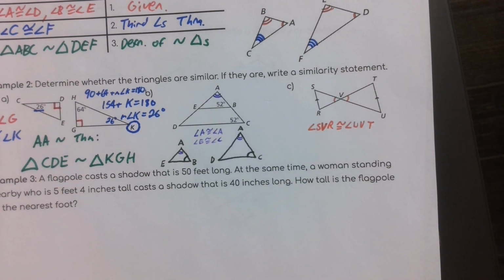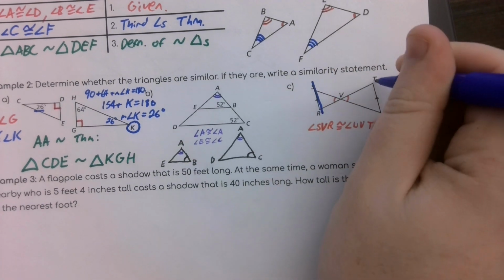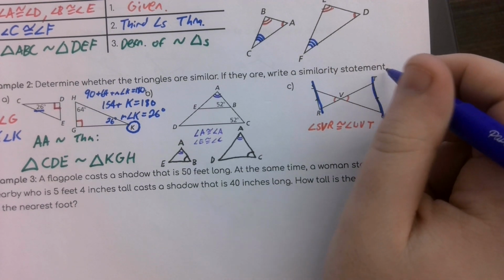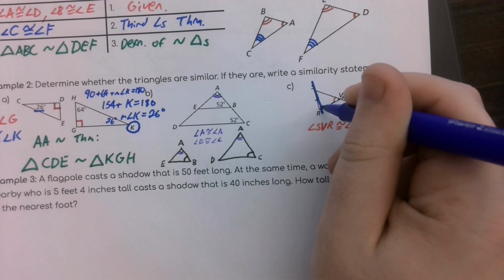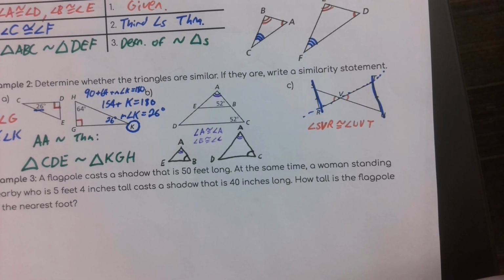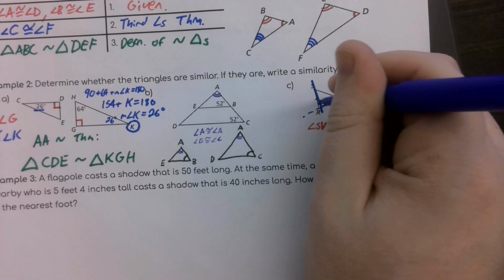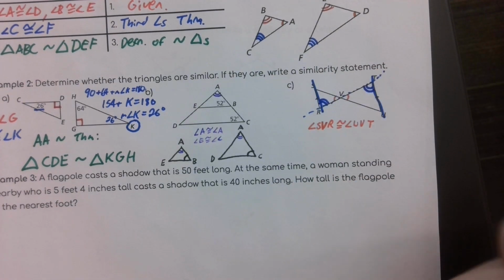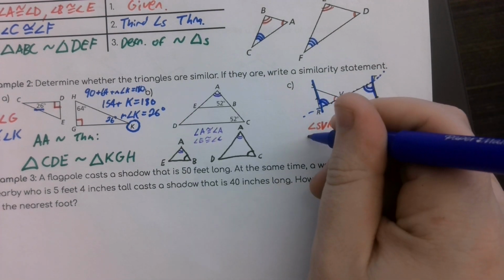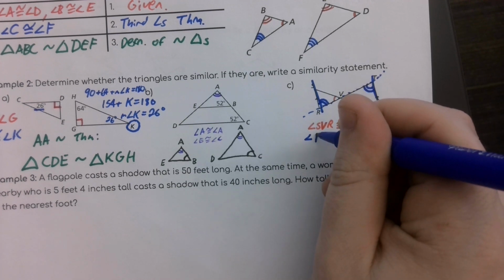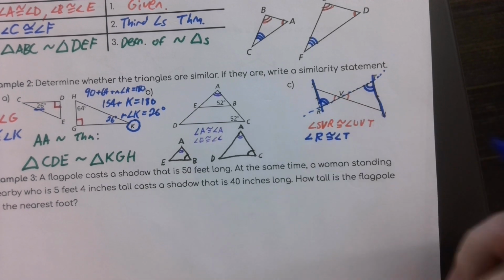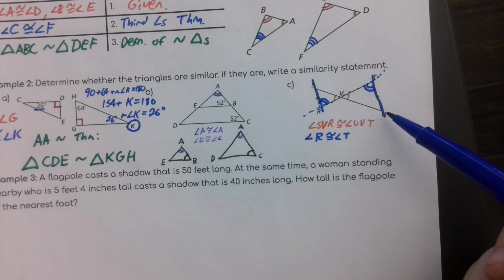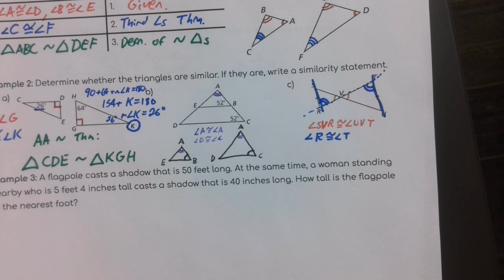UVT. And when we look for other congruent angles, we can think of these two parallel lines as being cut through by a common transversal. That line right there cuts through both of them. So we know that angles R and T are going to be congruent because of alternate interior angles. Angle R is congruent to angle T. So similarly, we can say that triangle SVR is similar to triangle UVT. Perfect.